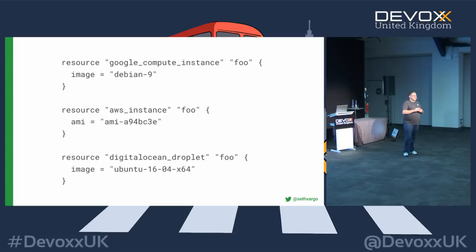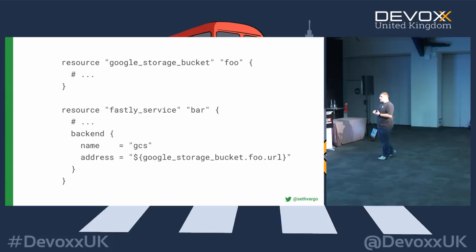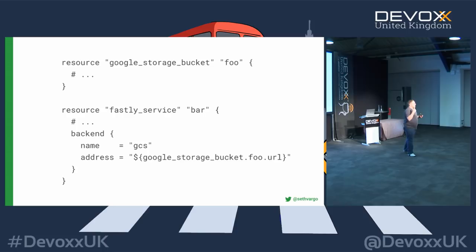Those three letters there, right? Amazon uses AMI, DigitalOcean Droplet uses image, et cetera. So there are differences between these attributes, but we're using the same language to describe them, so it's easier to collaborate on this. Additionally, Terraform can manage things that are beyond the traditional scope of what we would consider infrastructure. Typically, when we say infrastructure, we mean compute, networking, and storage. Those are kind of the big three.